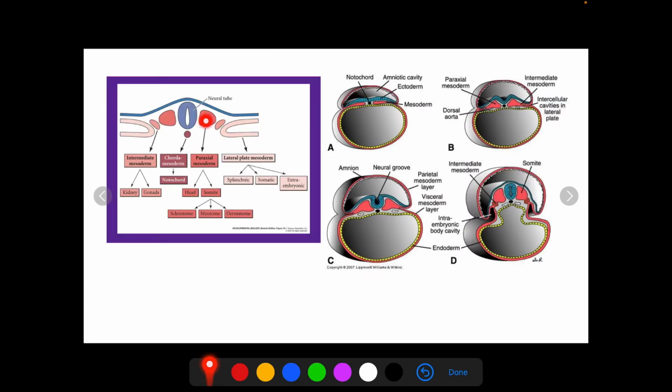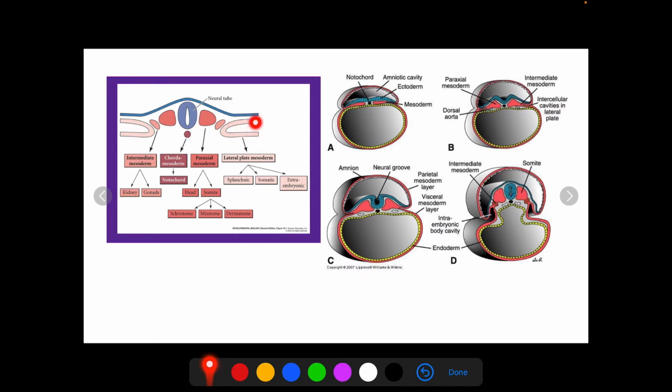Also regarding the mesoderm, it becomes three parts. The one proximal to the neural tube is called paraxial mesoderm, and it forms vertebrae, dura mater, muscle and bones. The middle part, the intermediate mesoderm, forms the gonads and kidney, and the lateral part of the mesoderm is called the lateral plate.